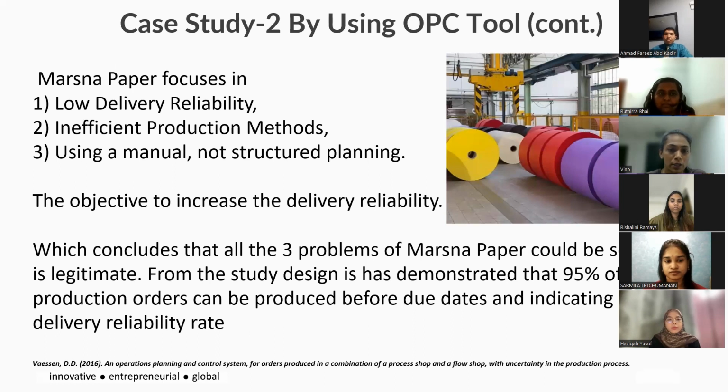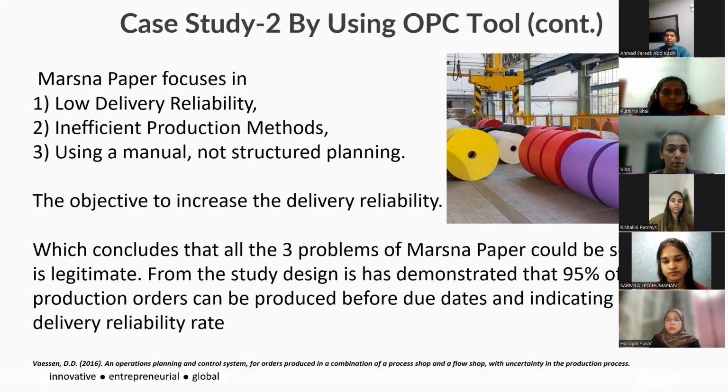So what actually the focus was: the first point is low delivery reliability. Second is to improve on the inefficient production methods. And the third one is the use of manual compared to structured planning. So the objective is to increase the delivery, which all these three problems that they focus on actually solve their problem to 95%. And their rate of sending out delivery to the customers has increased.